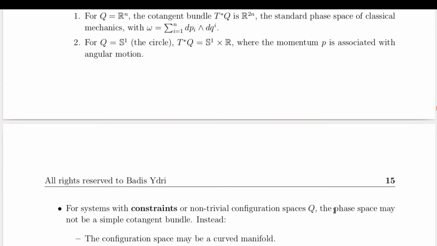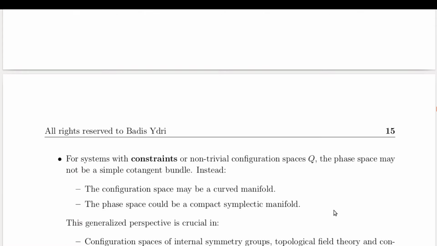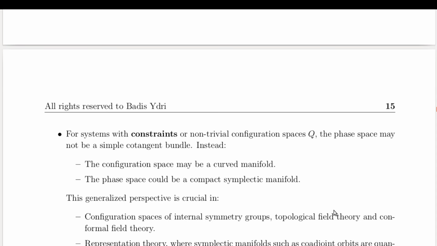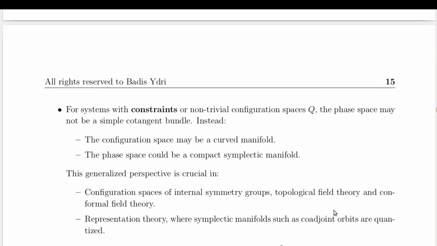The cotangent bundle appears universally across classical systems. For a particle in flat space, the phase space is the cotangent bundle of Euclidean space. For a pendulum, it forms a cylinder with angular position and momentum as coordinates. Even for systems with curved or constrained configuration spaces, the cotangent bundle remains the natural phase space.